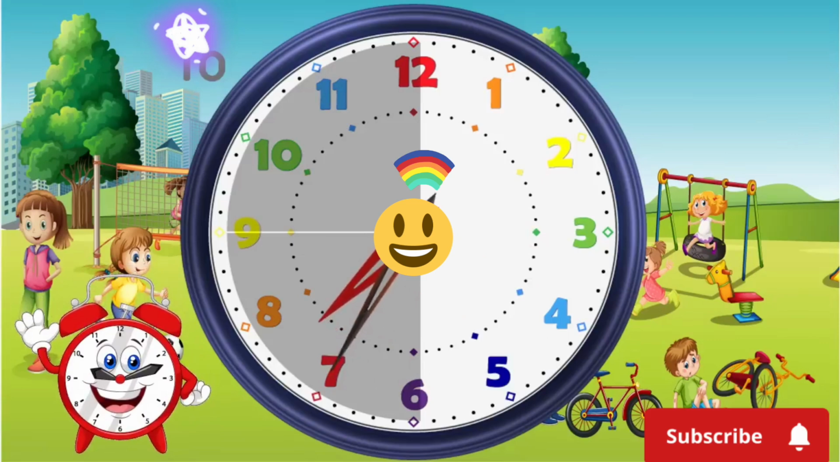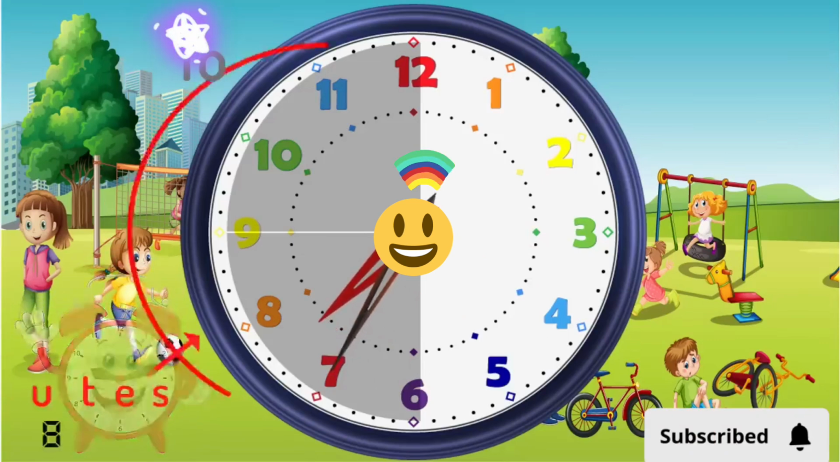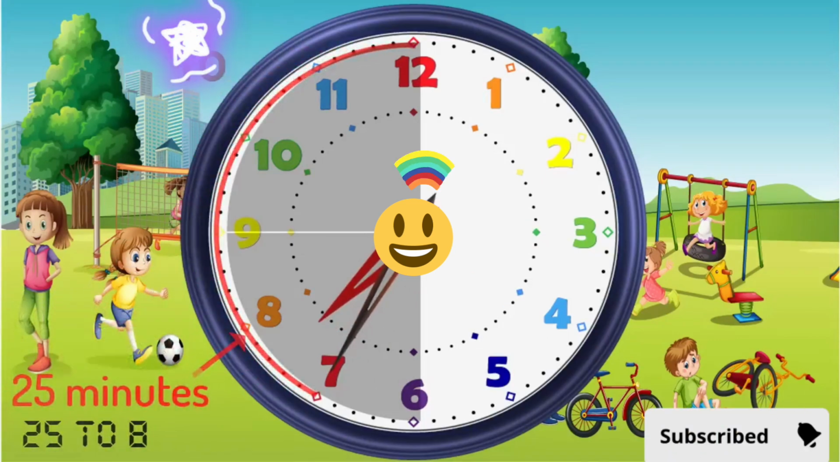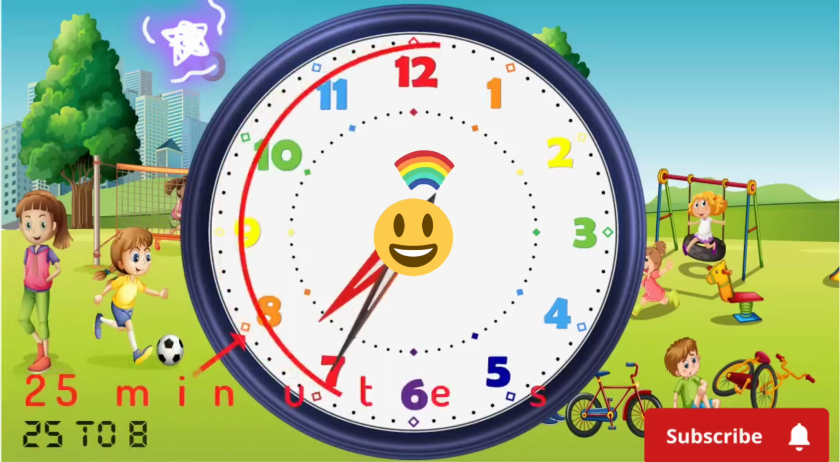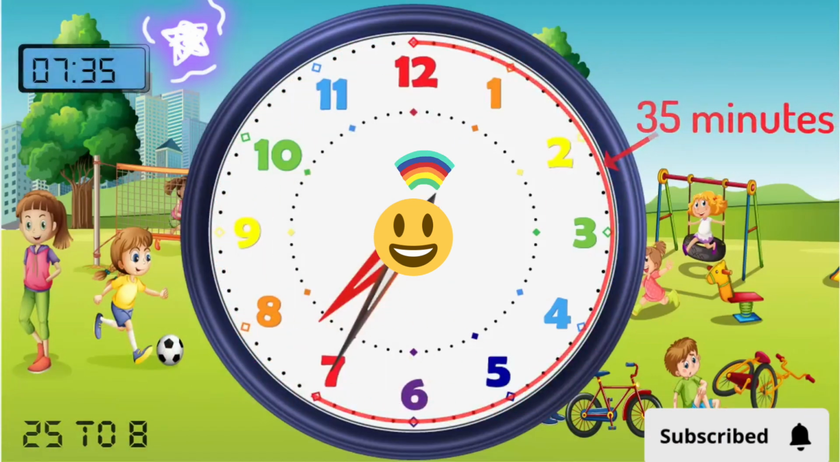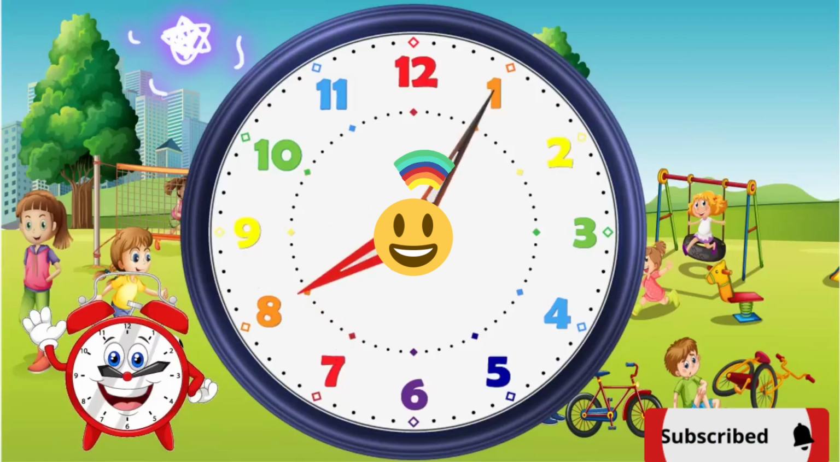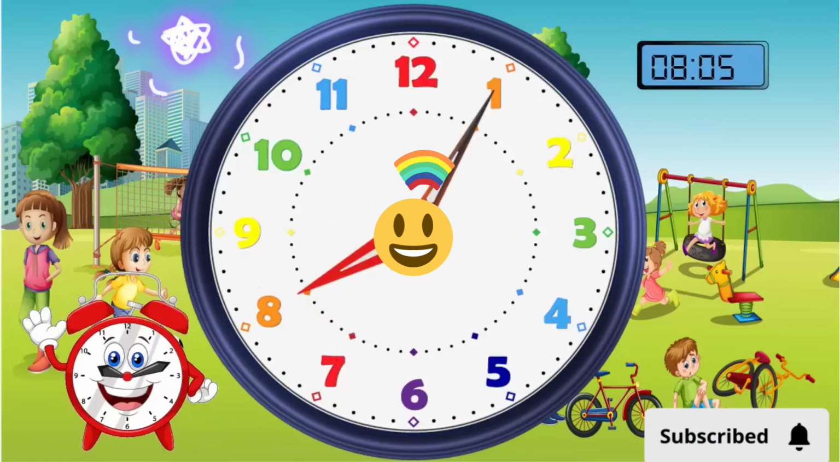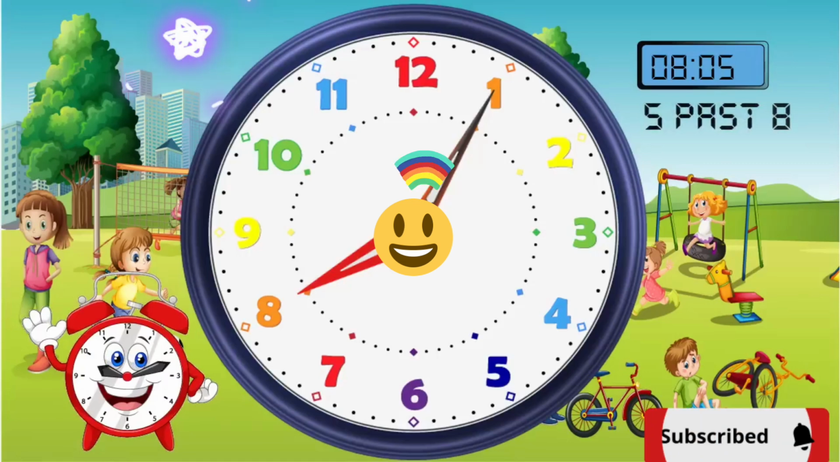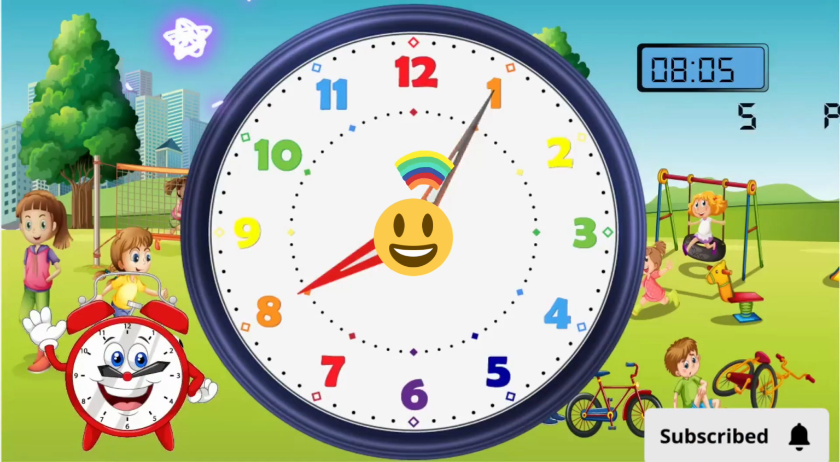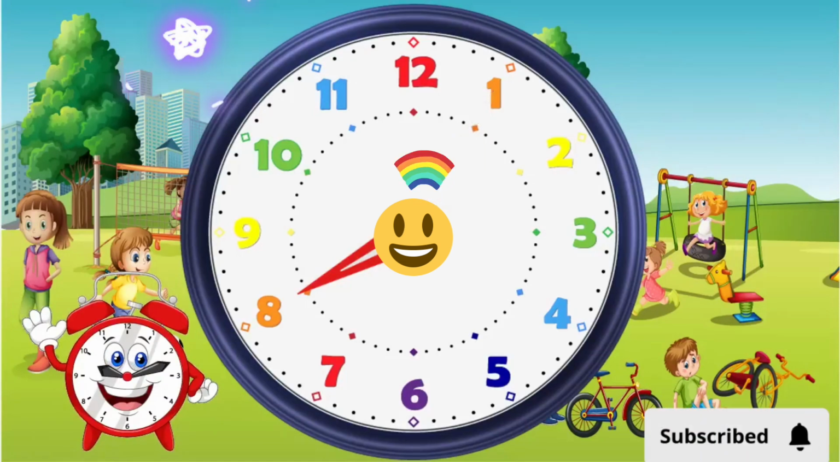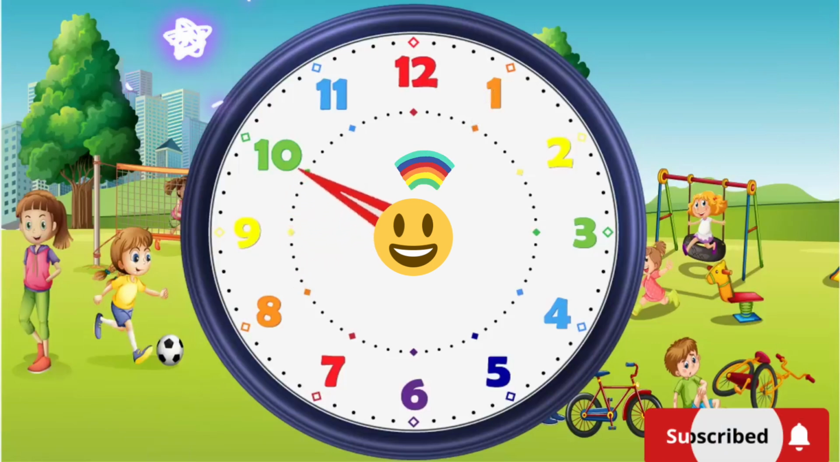The time showing now, we say 25 minutes to 8, or we can say 7:35, because the minute hand is 35 minutes into the hour of 7. Let's look at some more samples. When we show this time, it's 8:05, or 5 past 8. Think of all the numbers on the clock face as just numbers for the short hand. They are all numbers for what hour it is.